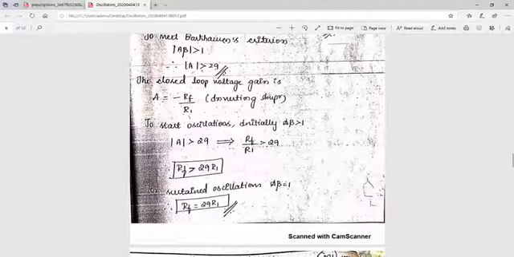So this completes the RC phase shift oscillator. In the next class, we will see the Wien bridge oscillator.